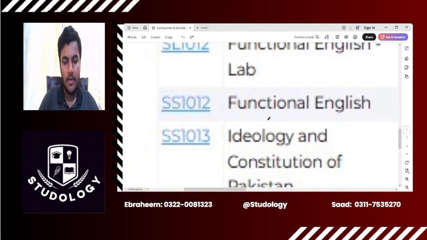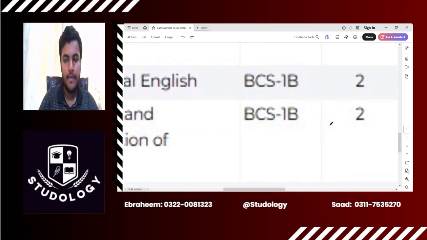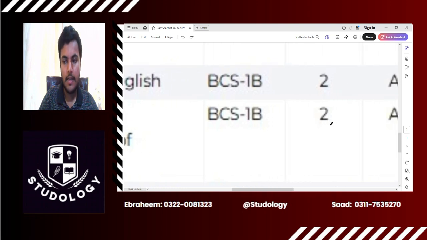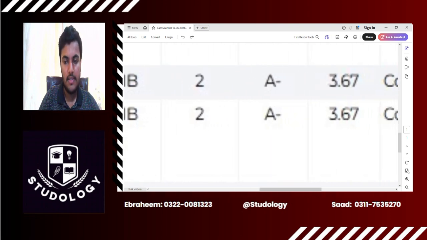Next, I have Ideology and Constitution of Pakistan, which is basically an other humanities subject, and it is referred to as ICP in its short form. It is also a two credit hour subject, and I got an A neg in this. So in these humanities and social sciences subjects, A neg is a very respectful grade, because in relative grading it is difficult to get an A or A plus. However, getting B plus is very easy, and A plus is also very respectable.